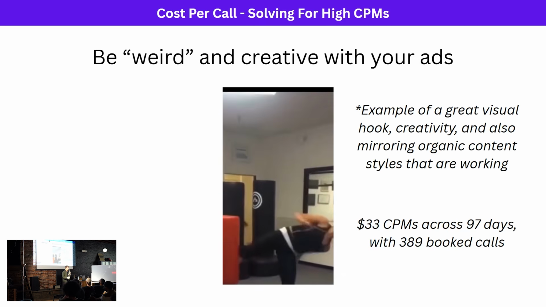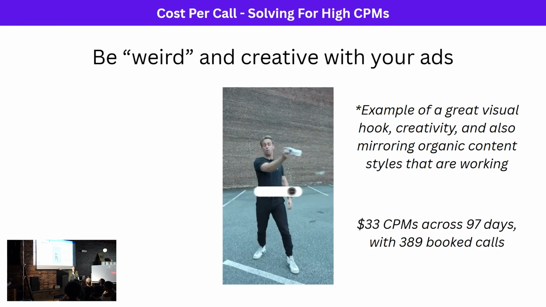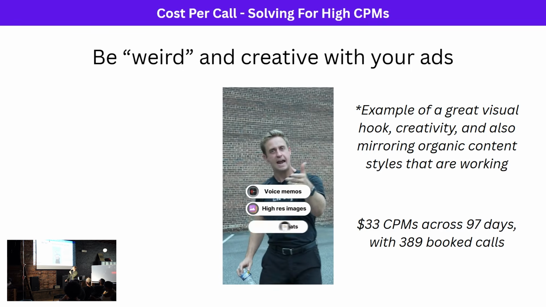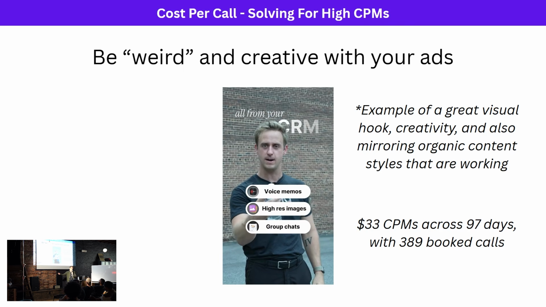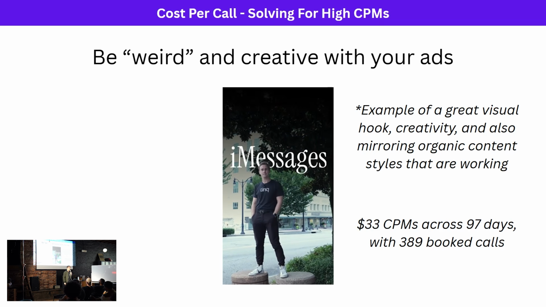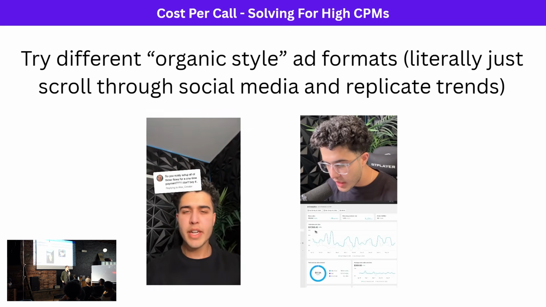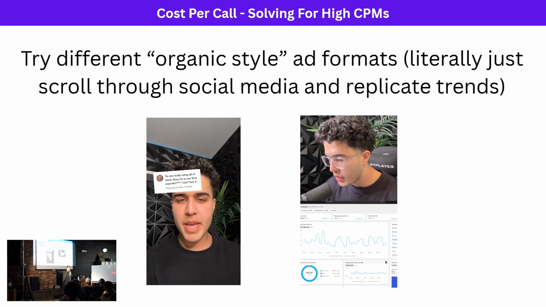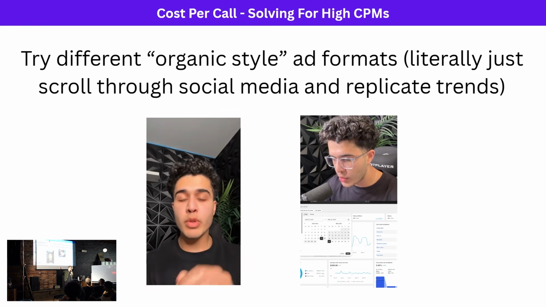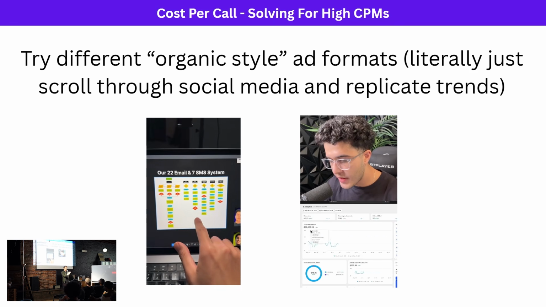Also another thing, be weird and creative with your ads. This one here is still scaling. It booked a ton of calls. It had $33 CPMs for 97 days and booked 389 calls. That was killer. It took a long time to do, but it worked really well. You can also try different organic style ad formats. I've been talking to a lot of you about this. Rich, these are two of them that I think you're already mirroring.